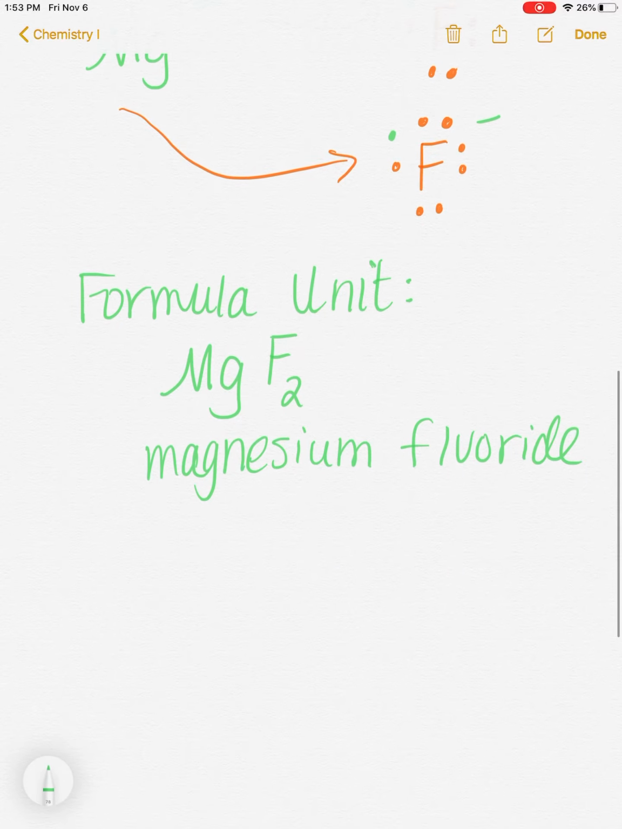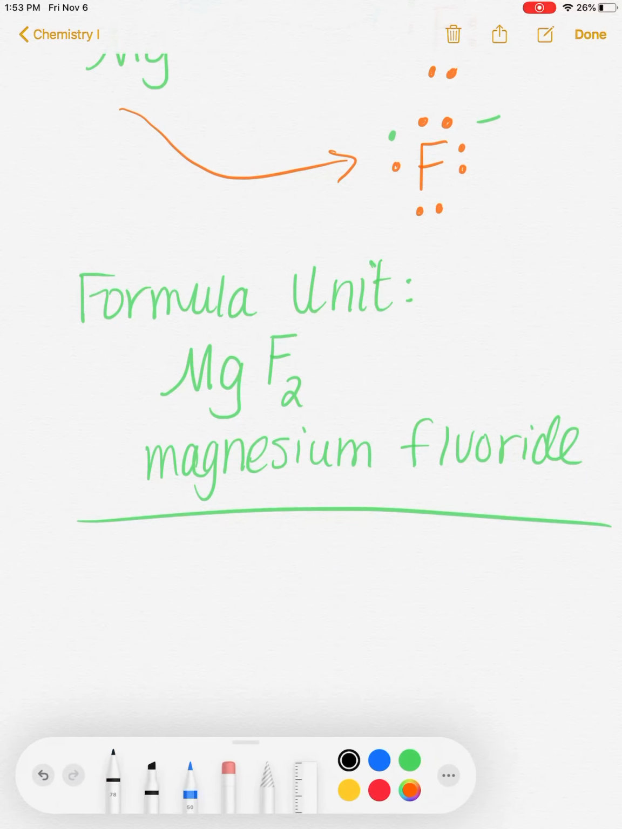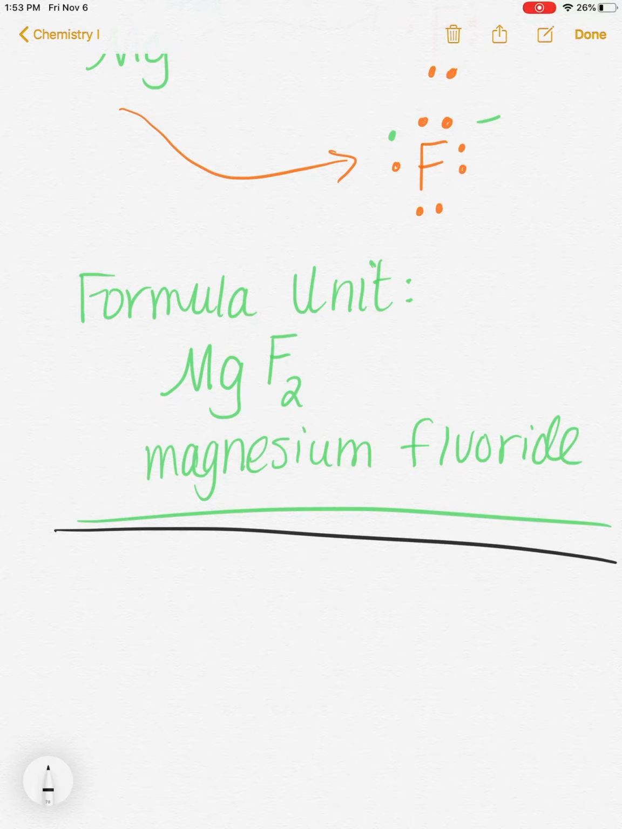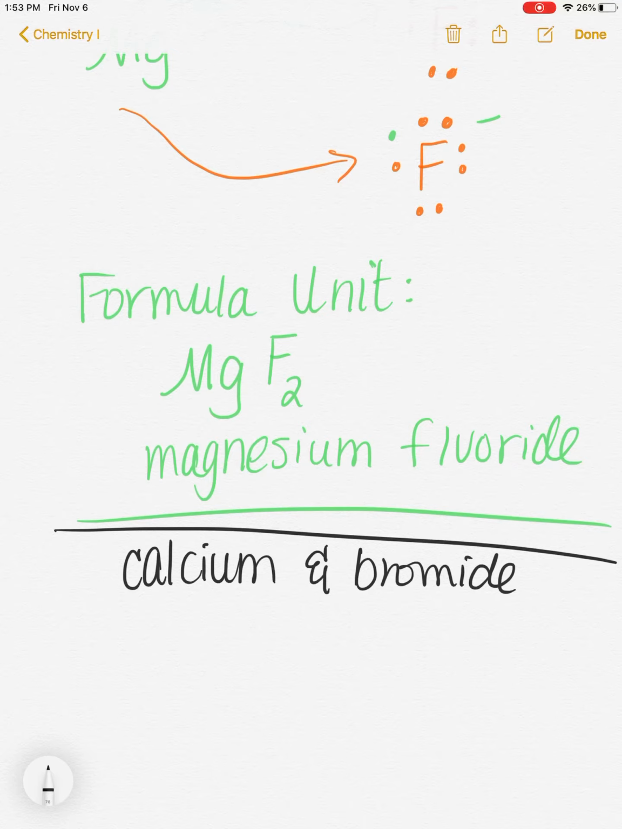All right, I hope at this point this makes sense, but this is probably looking like it's going to take a while if you have to draw out all these dots all the time to come up with these formula units. So there's actually a simpler way to do this. Let's say that you had calcium and bromine, and you were supposed to come up with the formula unit for that compound, and you didn't want to have to draw your structures. A simpler way to do this is called the crisscross method.